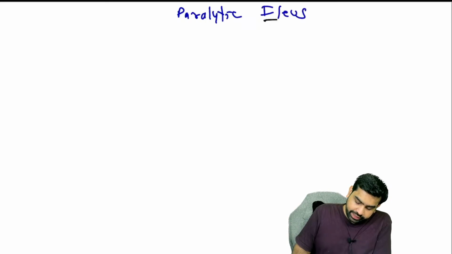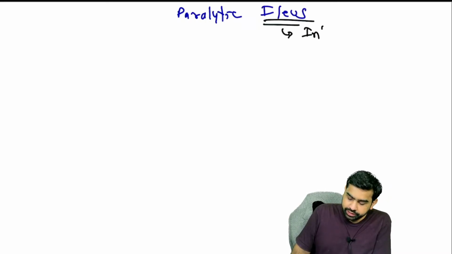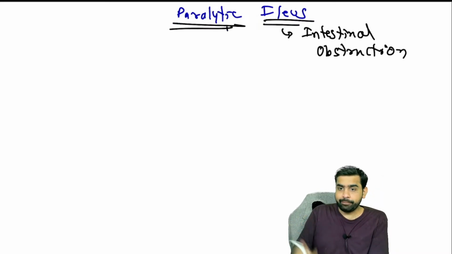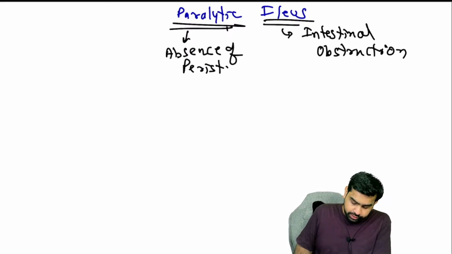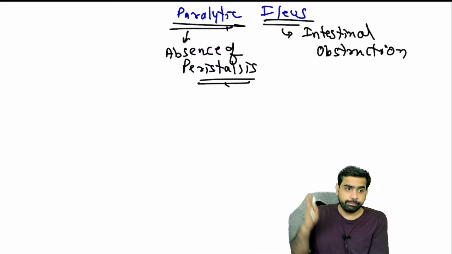What do you understand with the ileus? Ileus, as I told you, is an intestinal obstruction, right? So what is paralytic? Paralytic means there is an absence of peristalsis. Absence of peristalsis, this is what is called paralytic ileus.